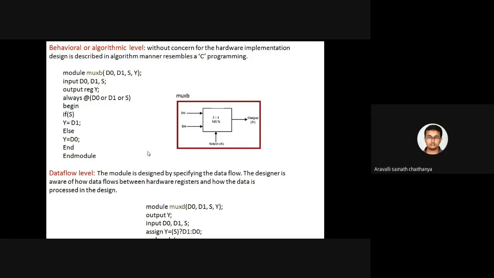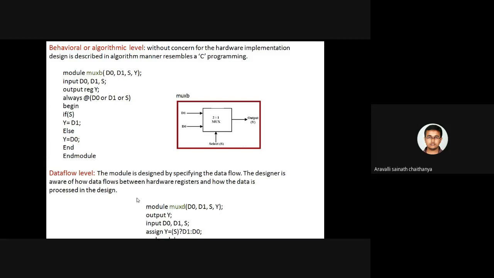D1. Yes, D1 will be selected, else. See here, these are all lowercase letters only, don't get confused. Else, y equal to D0. I have used begin here, I need to use end here. I have used module, this is my endmodule. So this is the behavioral abstraction.